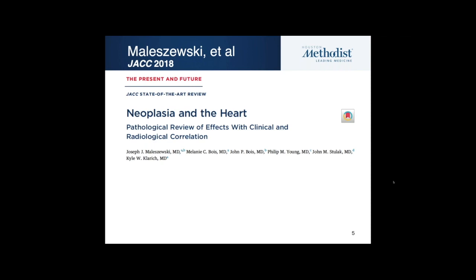So this is the article itself. This is a collaborative effort by Dr. Malazewski of the Department of Pathology and the Department of Cardiology, led by Kyle Klarich at the Mayo Clinic.